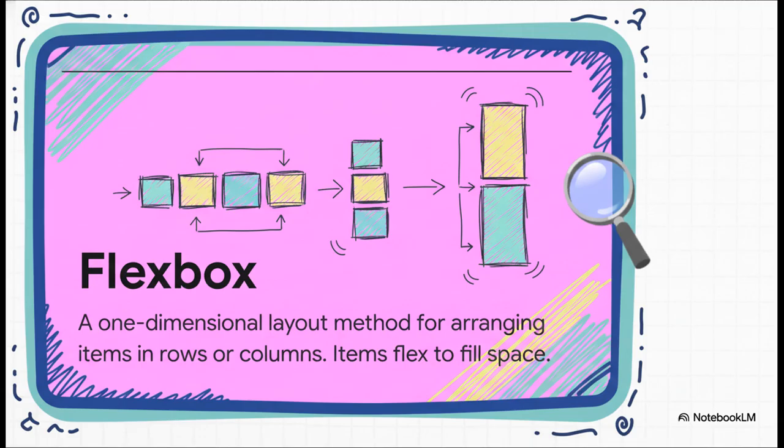So what is this magical thing called Flexbox? Well, at its core, it's a layout model for CSS. It's designed to arrange stuff in a single dimension. So think either a row or a column. And the real secret sauce is right in the name. The items inside can flex. They can grow, they can shrink, all to perfectly fill up the space you give them.